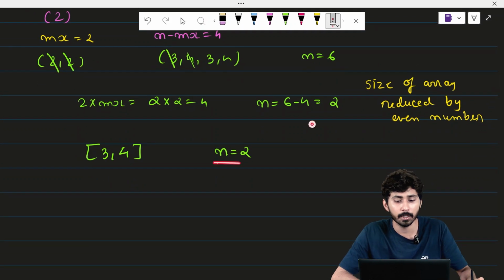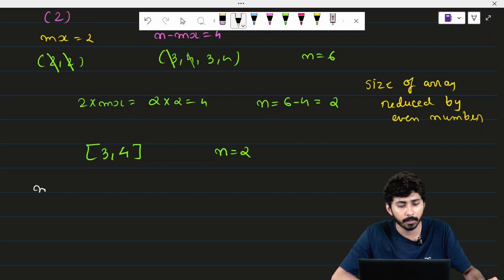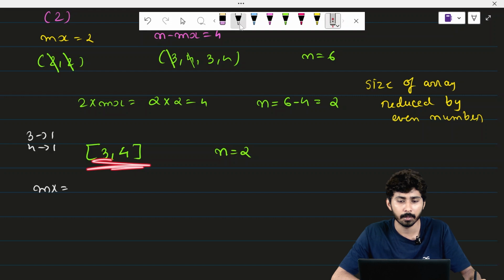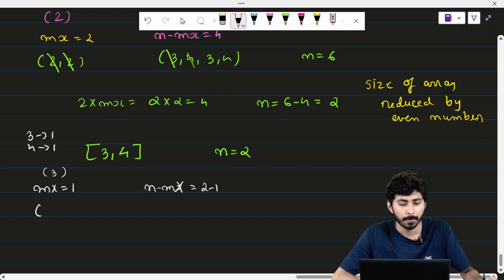Now n equals 2. So I'll take the dominating number. What will be its frequency? You can see 3 is occurring once, 4 is occurring once. So this is the updated array after doing one removal. So mx equals 1, and let's say I'll call it 3. And what is n minus mx? The remaining elements, n minus mx, that would be 2 minus 1. So the dominating element I'm taking as 3, and n minus mx I'm taking as 4.